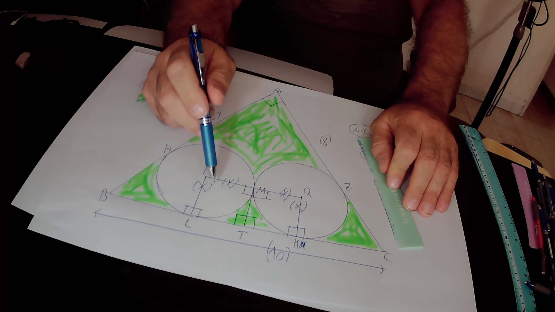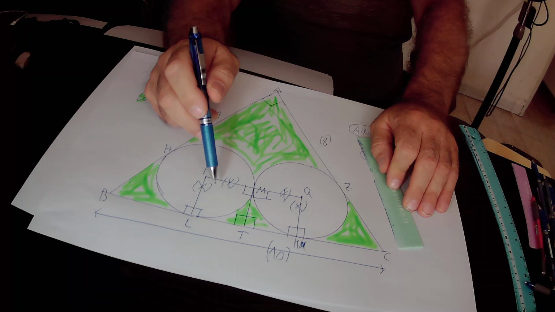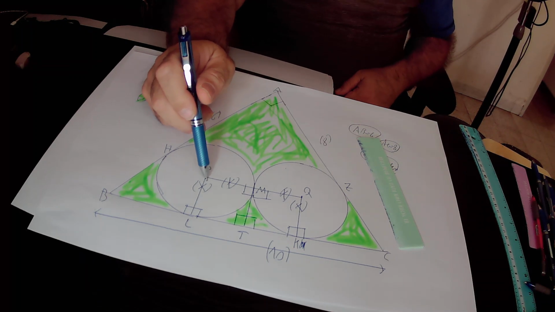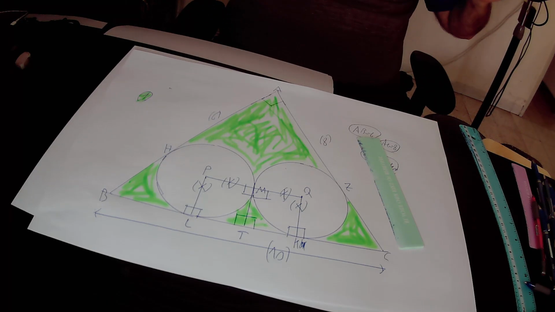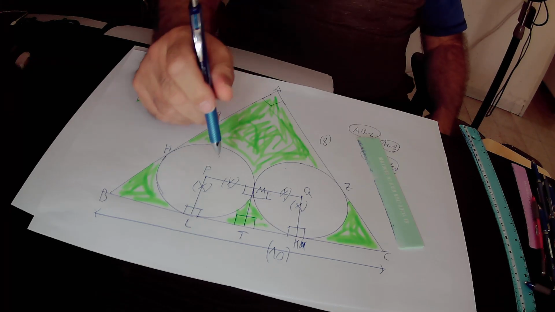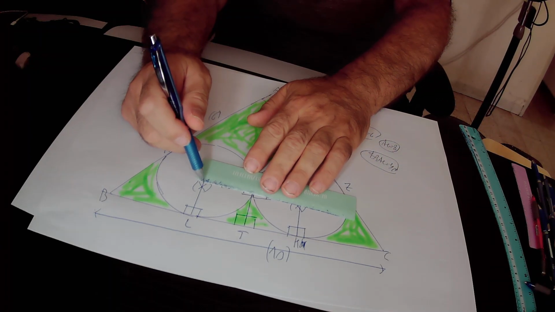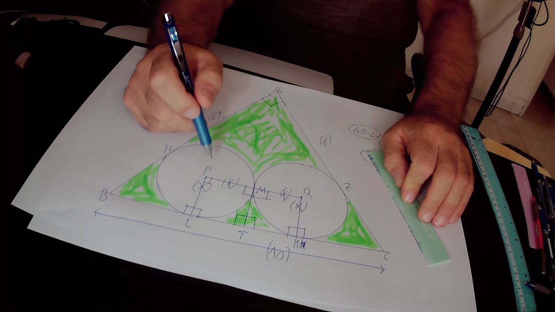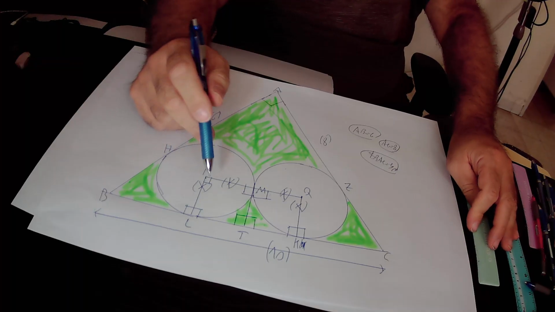So in this quadrangle PMTL, we have 1, 2, 3 right angles. The sum of 3 right angles is 270 degrees. 270 degrees plus this fourth missing angle must be equal to 360 degrees, according to the rule that the sum of the angles in any quadrangle is 360 degrees. Therefore, this fourth missing angle must be 90 degrees. Therefore, quadrangle PMTL is a rectangle because it has 4 right angles.